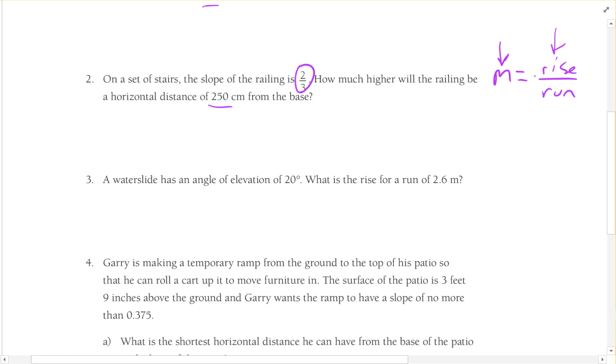So you're setting up two ratios. You're going to have a ratio equal to a ratio. So I'll let you guys do that. So go ahead and put your answers in now.